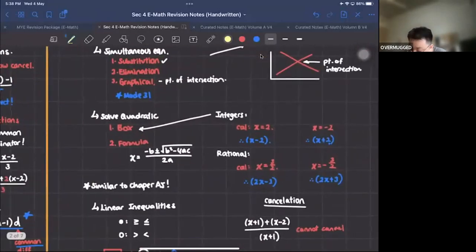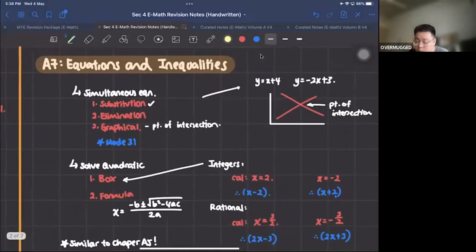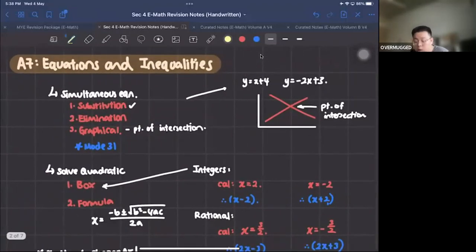Next, equations and inequalities. So this chapter here is very similar to the sister chapter at the side. So all those concepts that are related, I will ignore. But the ones that I want to tackle a little bit will be simultaneous equations. For simultaneous equations, you must remember that we are dealing with the substitution method, elimination method, and the graphical method. Graphical method may not be so popular, but remember the graphical method is actually your point of intersection between 2 lines. So if the question is asking you, what is the solution of these 2 equations? It's always the point of intersection.